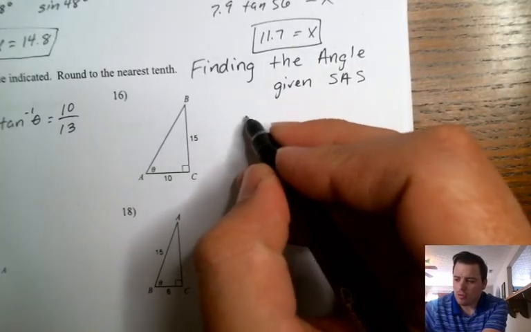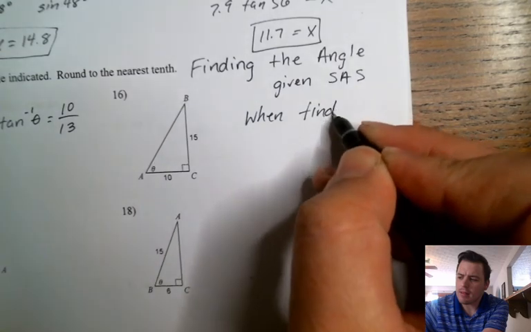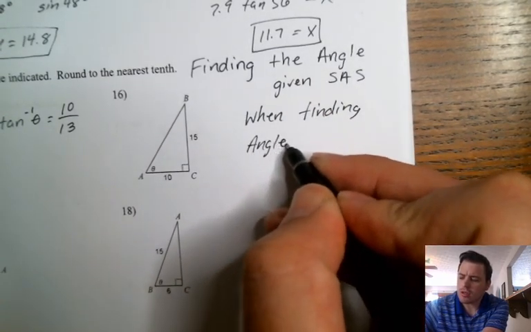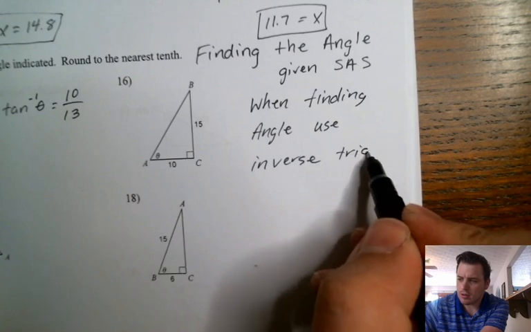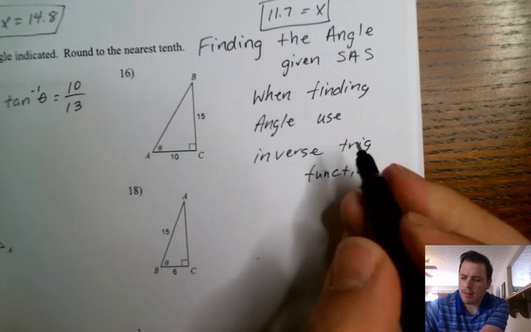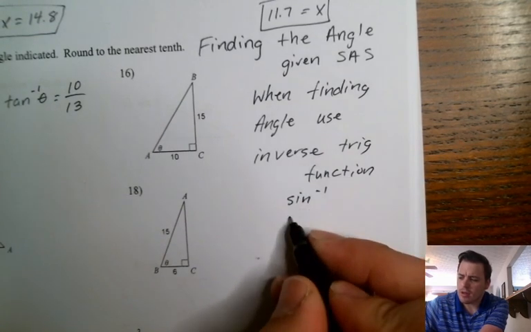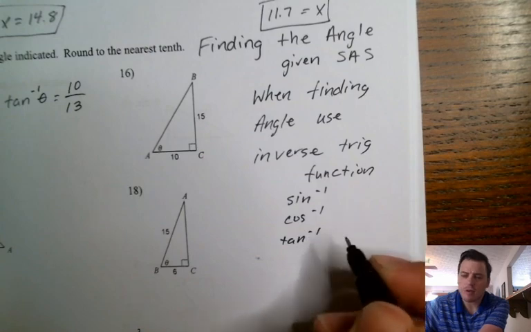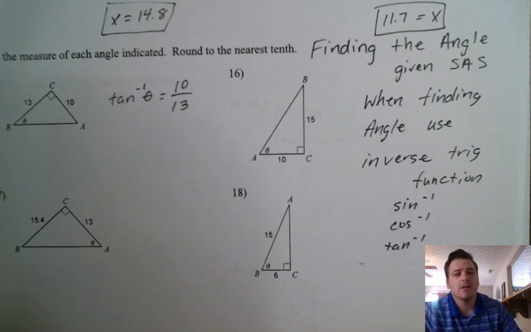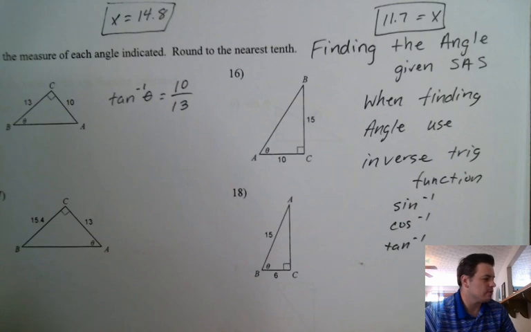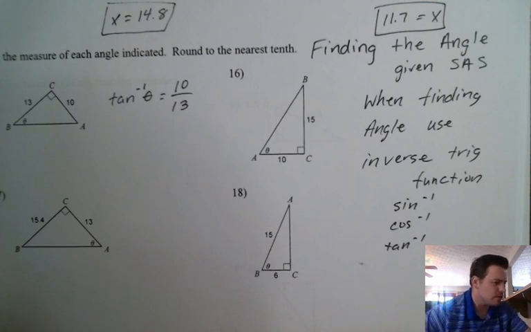So, when finding angles, use inverse trig functions, which are sine of -1, cosine of -1, tangent of -1. So that's what I want you to remember in all this: when you're finding angles, simply use your inverse trig functions. This question's probably going to come up a lot, okay? This question will come up a lot, and that's when you got to use inverse trig functions.